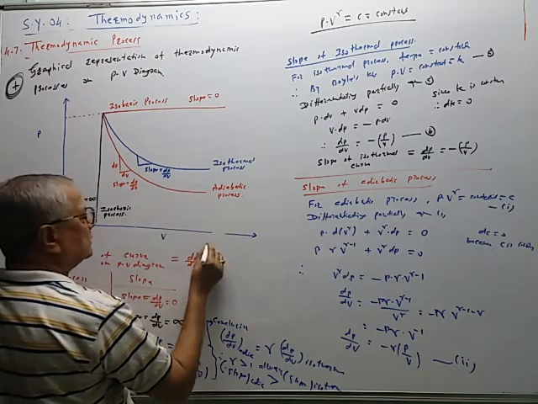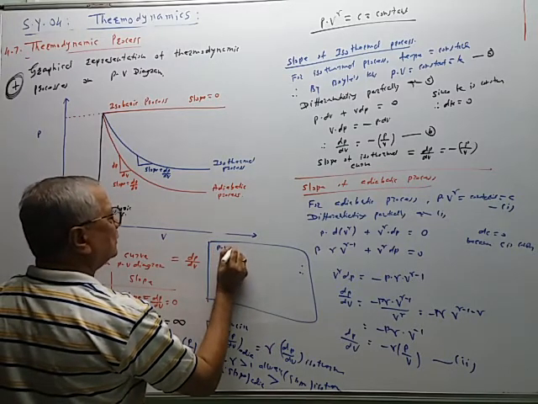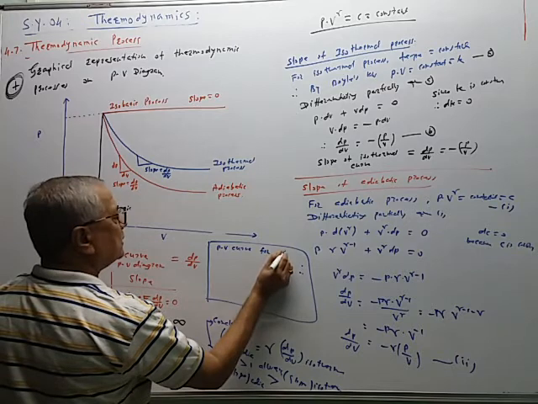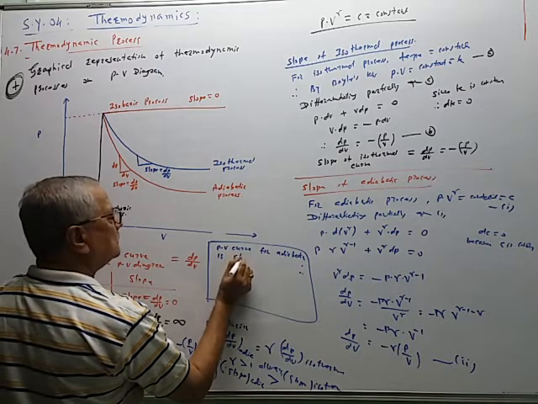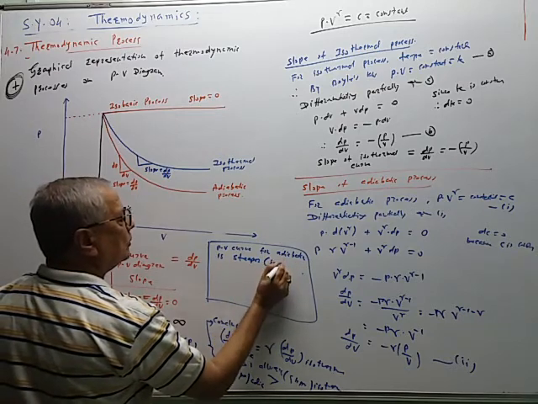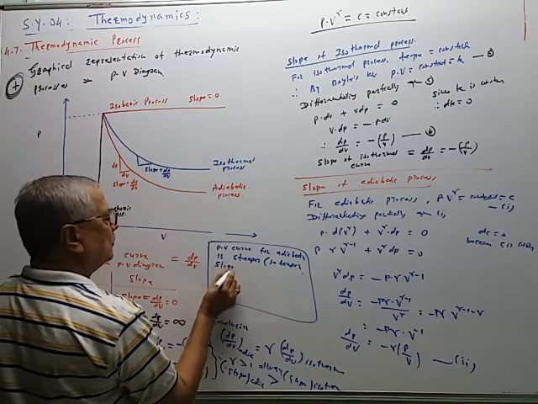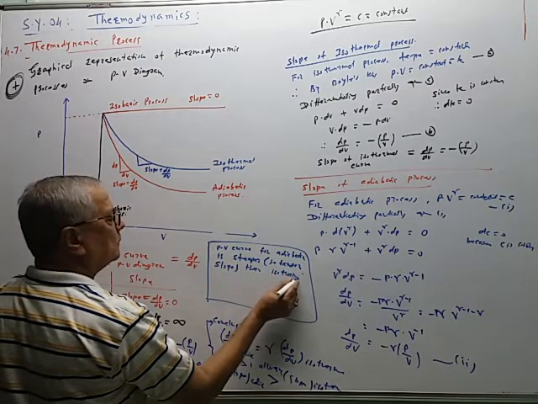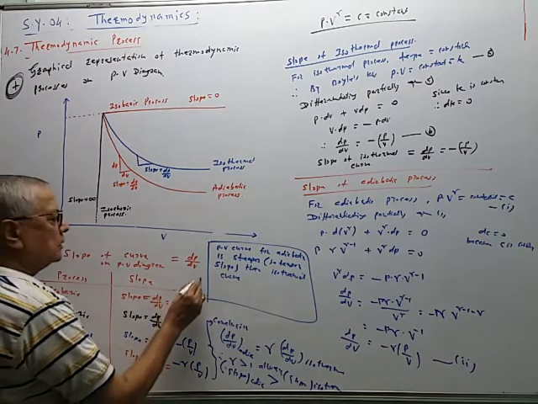So the conclusion is like this. The PV curve for adiabatic is steeper, that is, larger slope than isothermal. So this is the conclusion.